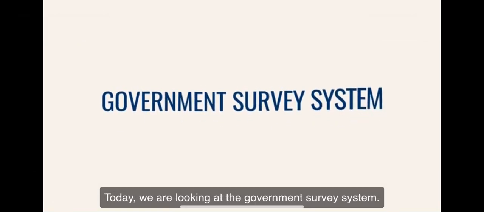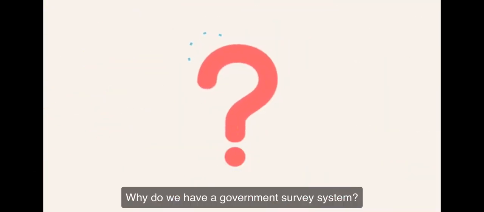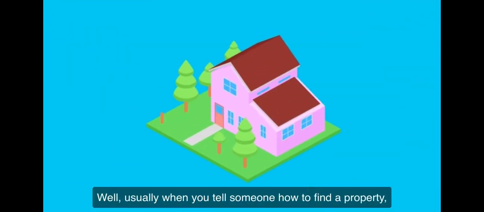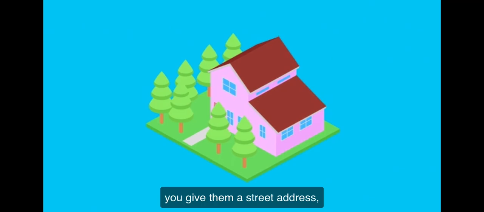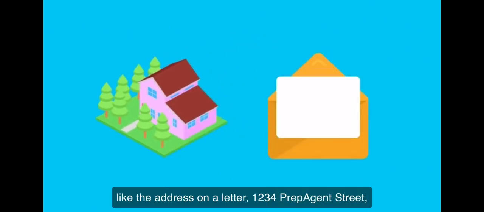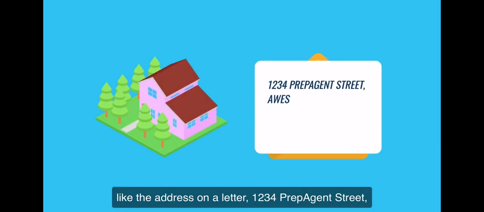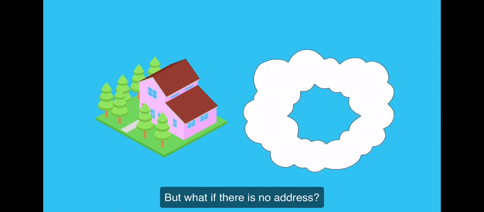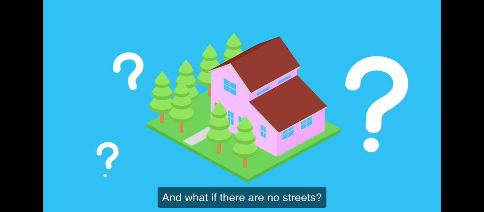Looking at the government survey system. Why do we have a government survey system? Well, usually when you tell someone how to find a property, you give them a street address, like the address on a letter, 1234 Prep Agent Street, Awesomeville, USA, that sort of thing. But what if there is no address? And what if there are no streets?